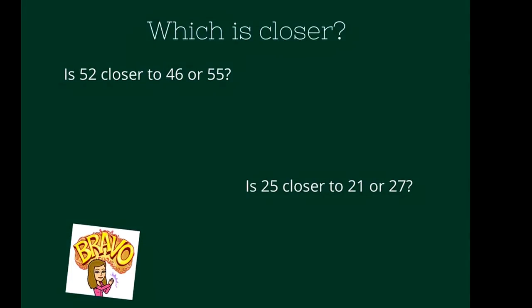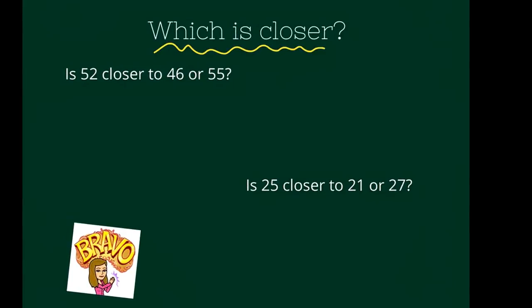Now we have one last comparison. It's called which is closer. So the first question here is 52 closer to 46 or 55? The easiest way to do this is you could either draw a number line or use subtraction to compare the distances. So 52 minus 46, I'm subtracting to see how far apart these numbers are.